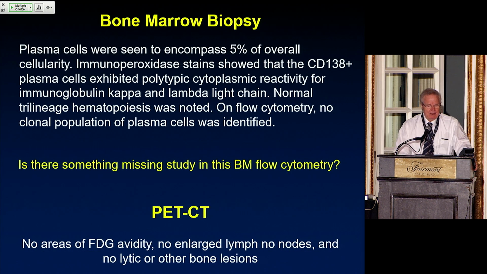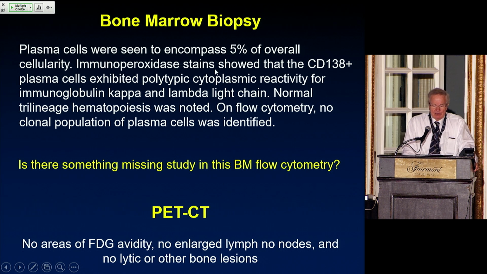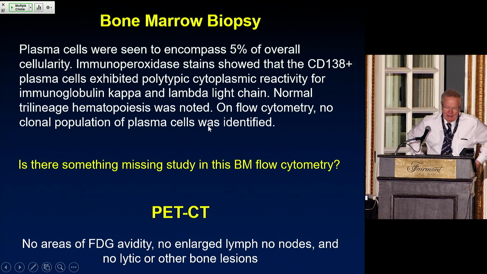So the plasma cells were seen to encompass about 5% of the overall cellularity in the bone marrow. The immunoperoxidase stains showed that the CD138, which are the plasma cells, exhibit cytoplasmic reactivity for immunoglobulin kappa and lambda light chain. So they show basically polyclonal, so there is no clonality in the plasma cells. Normal trilineage hematopoiesis was noted, and on flow cytometry, no clonal population of plasma cells was identified.